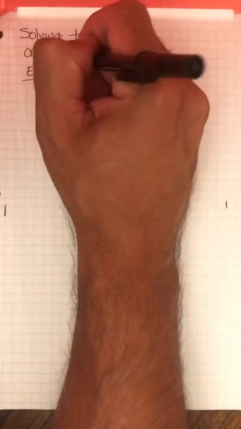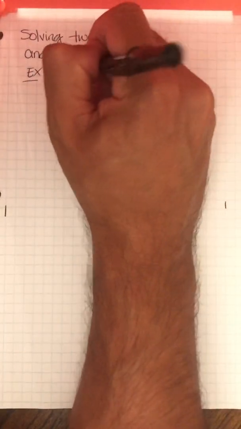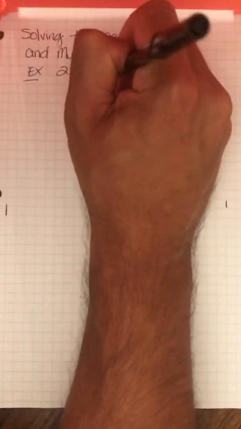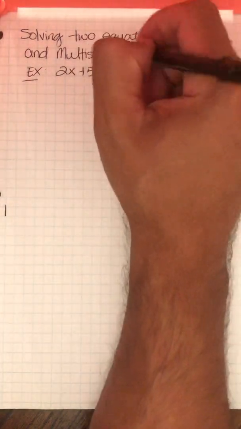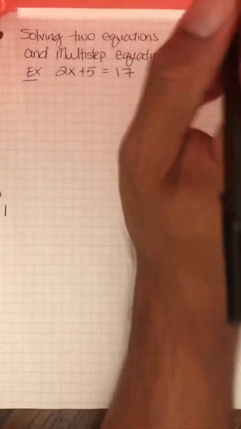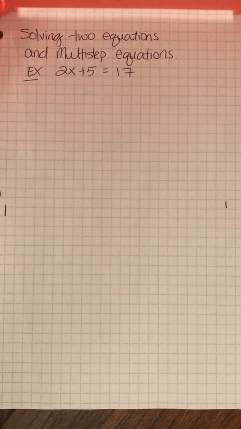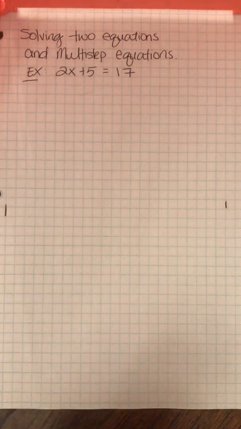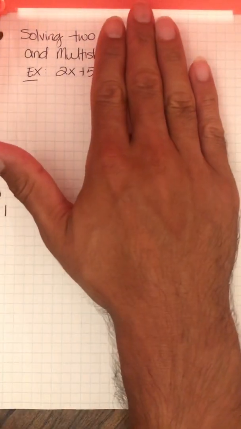Let's say we have 2x plus 5 equals 17. What we want to do, ladies and gentlemen, is isolate the variable. We want the letter to be by itself. So let's go ahead and focus on everything that is on the same side of the variable. So I'm going to go ahead and focus my attention only onto that side, okay?